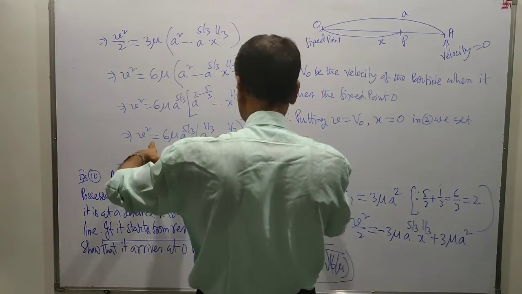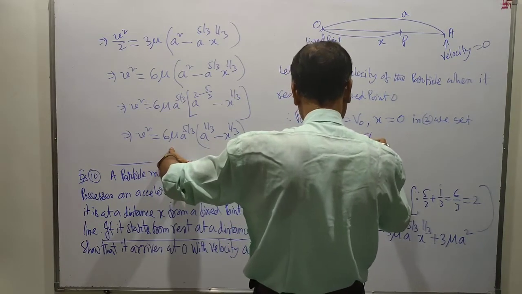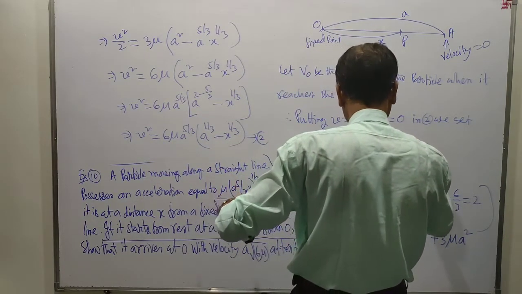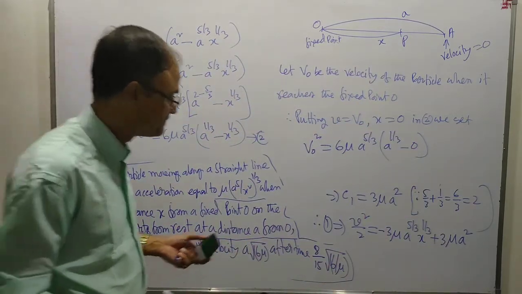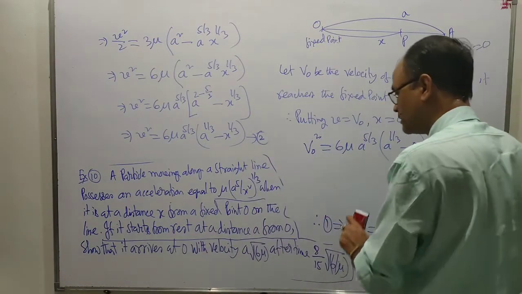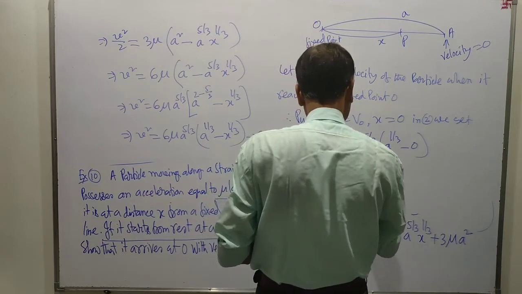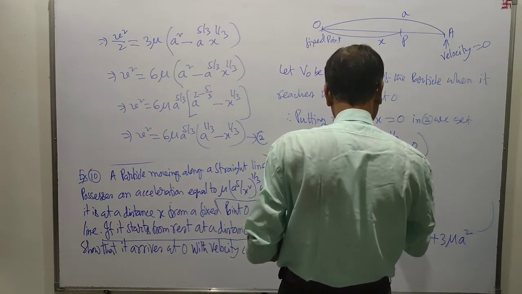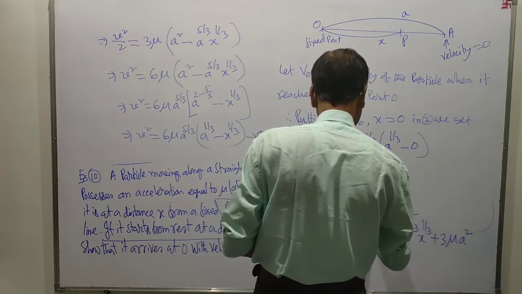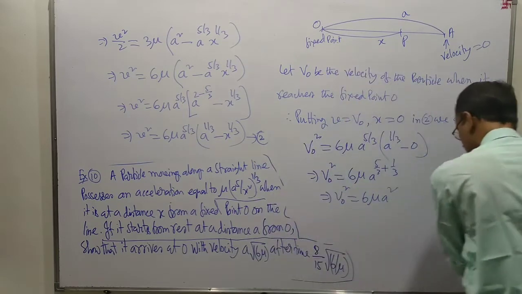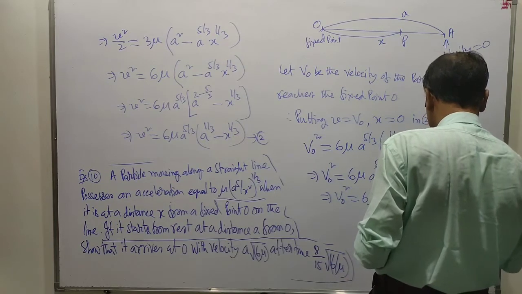Therefore, from 2 we get V naught square equal to 6 mu a to the power 5 by 3 into a to the power 1 by 3 minus 0. This means V naught square is equal to 6 mu a to the power 5 by 3 plus 1 by 3, which is nothing but a square. This means V naught equal to A into root of 6 mu.